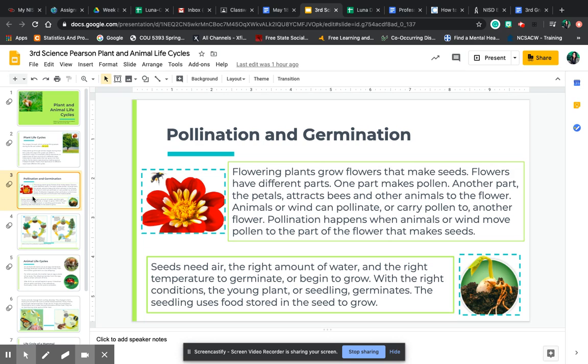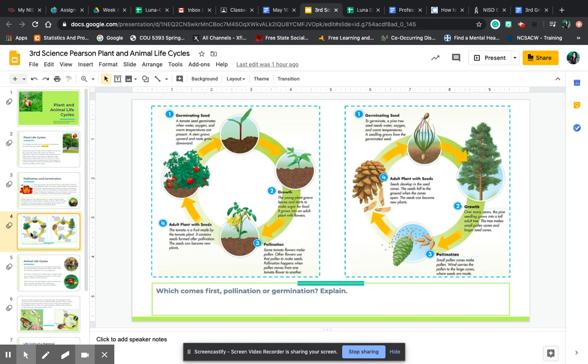Seeds need air, the right amount of water, and the right temperature to germinate, or begin to grow. With the right conditions, the young plant, or seedling, germinates. The seedling uses food stored in the seed to grow. These are cycles of different plants. So down here you're going to write which comes first, pollination or germination, and you are going to explain.